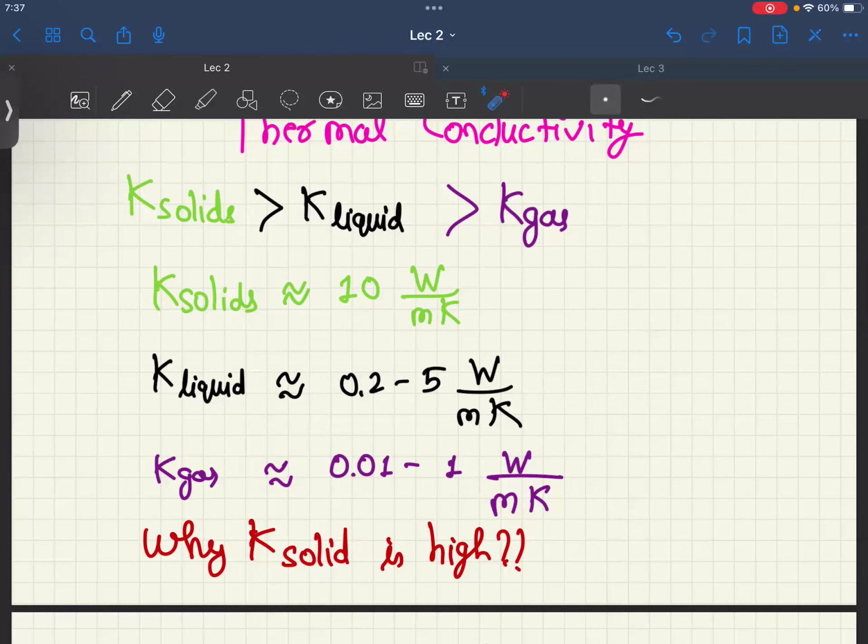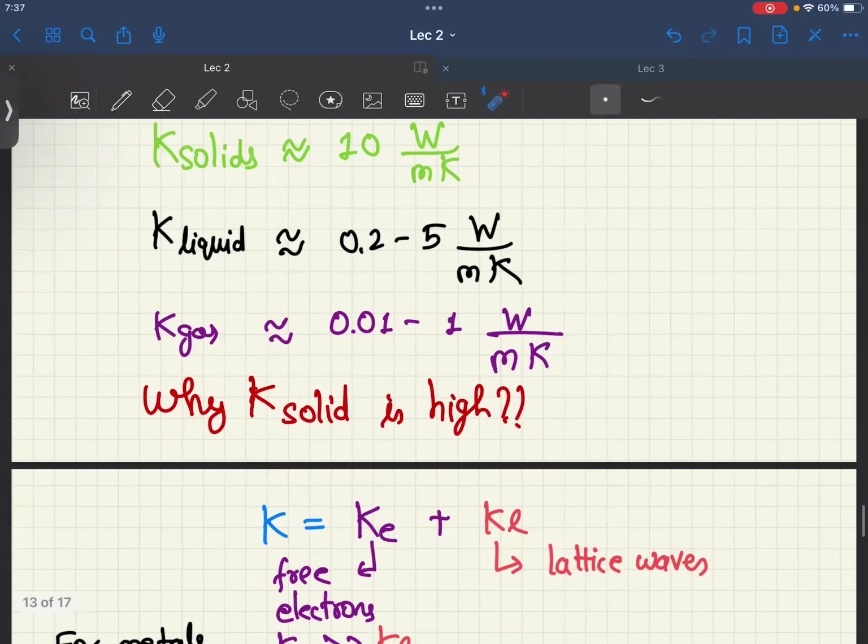Now one may ask a question as to why there is a difference in the thermal conductivity across different types of material. Why is thermal conductivity of solid high? Why is thermal conductivity of gas least? What could be the reason for this? Would anybody like to answer this?